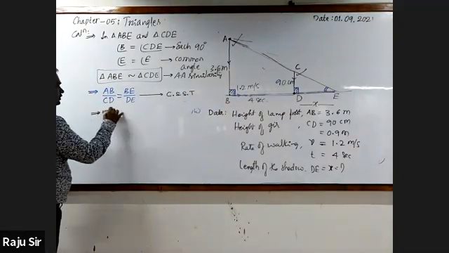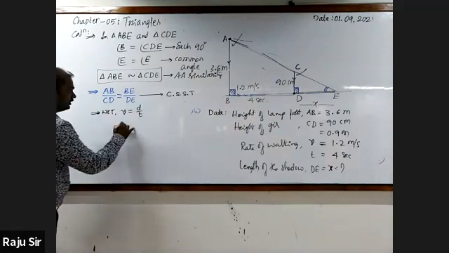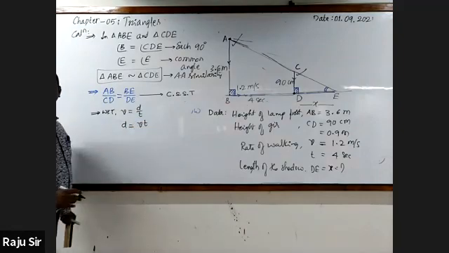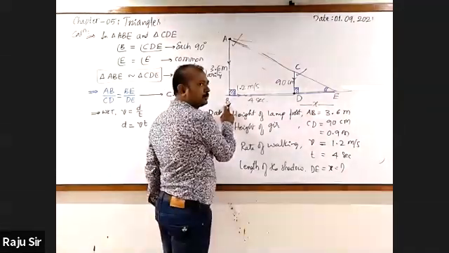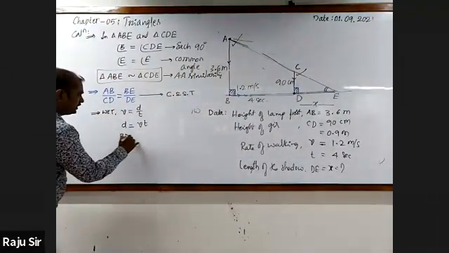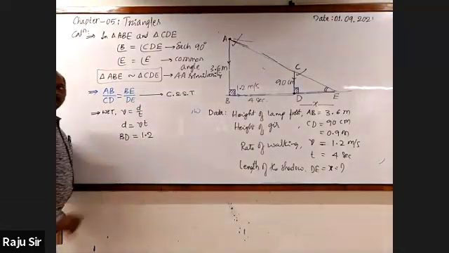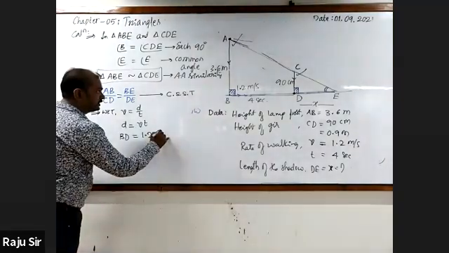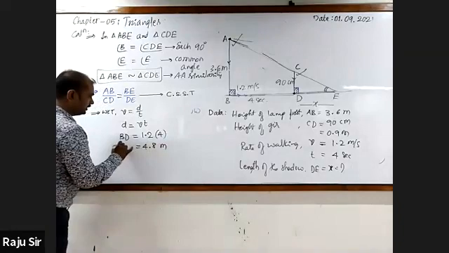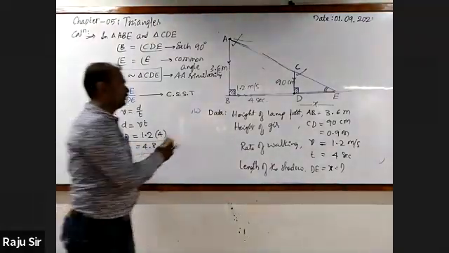We know that V is equal to D by T, and D is equal to V into T. The distance walked by the girl is BD. BD is equal to V into T. V is 1.2 meter per second and time is 4 seconds. This is equal to 4.8 meter. BD is equal to 4.8 meter. Please highlight that with a box.